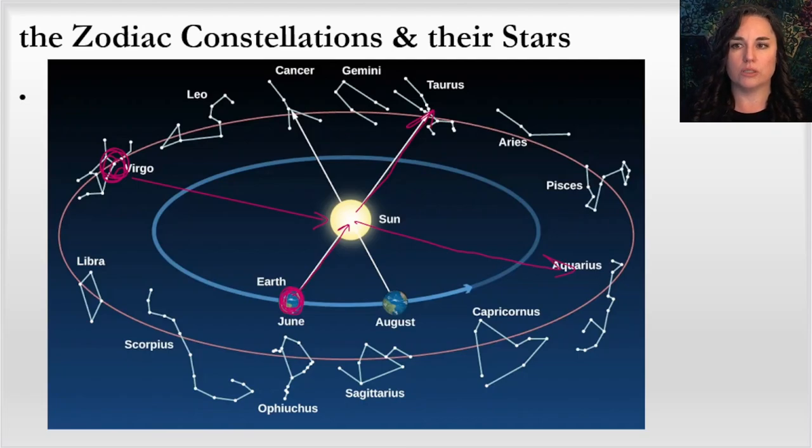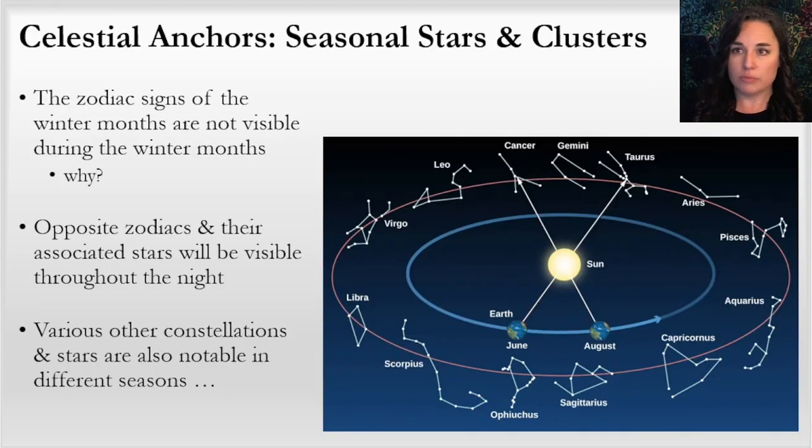So these are important constellations as we move throughout the year, and I'm going to call them celestial anchors. They have been celestial anchors for human beings throughout the history of astronomy, I'm sure. On some level, people had noticed in the sky what was going on with the different star clusters. In different seasons, then, we see different stars and different clusters. The zodiac signs of the winter months are not visible during the winter months. Why is that? Well, let's look here.